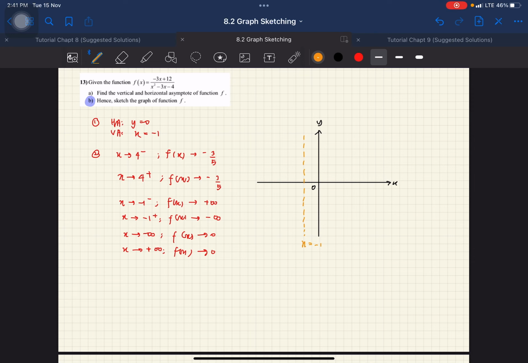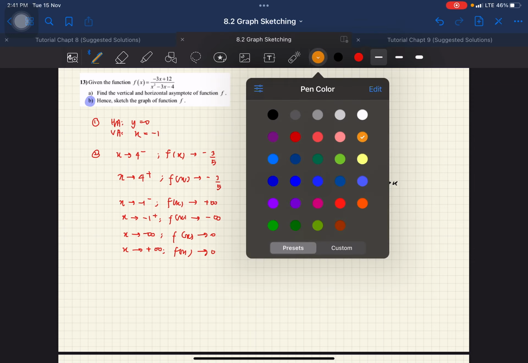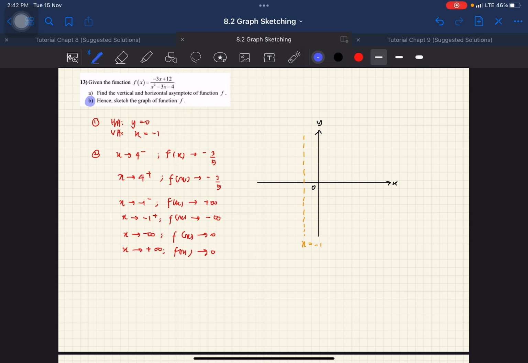Okay, so sekarang apa yang kita nak buat is kita tengok one by one the limits that we have listed out. Okay, so the first one is x approaching 4 daripada kiri. Awak dapat -3/5. Tapi yang ini kita tak perlu nak label sebab 4 is not our VA. So this one kita boleh ignore je dulu. Awak biarkan dulu.